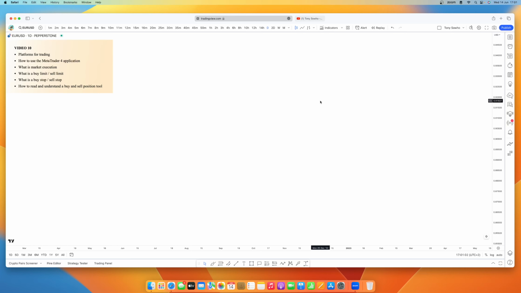So the first one is platform for trading. What do I mean by platform for trading? Now, being a trader, you want to trade online, right? You need to have what we call a broker account. So now what is a broker, or what are brokers? Brokers allow us to trade in the financial market.